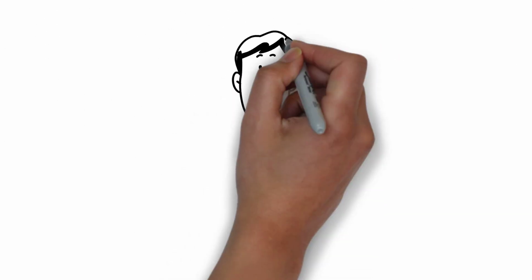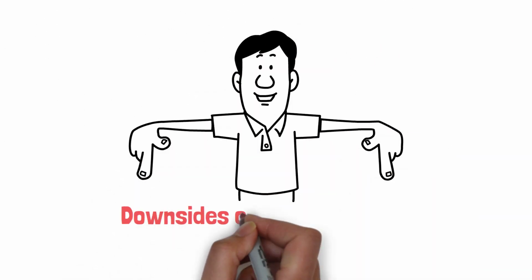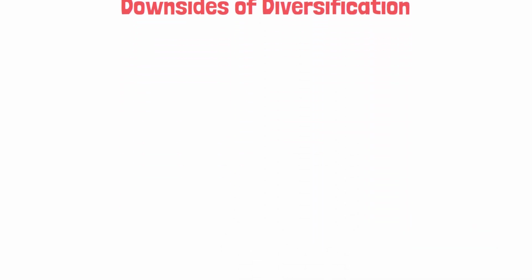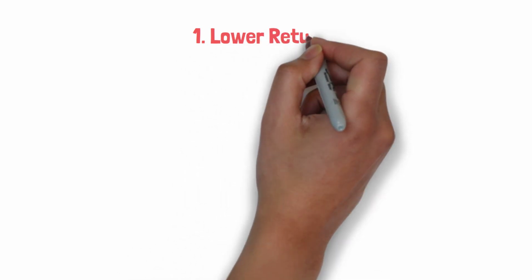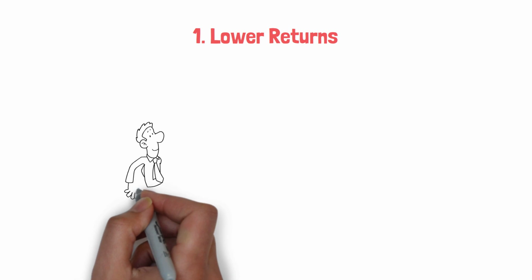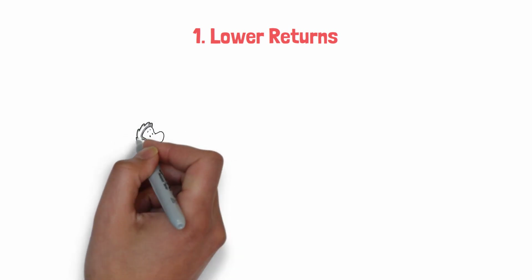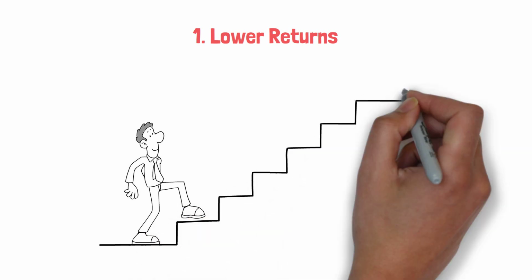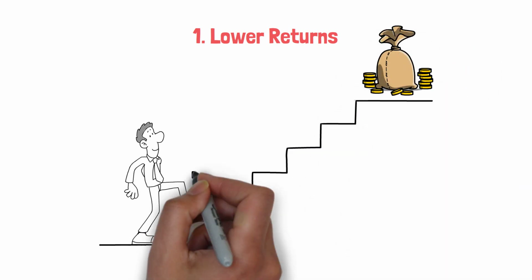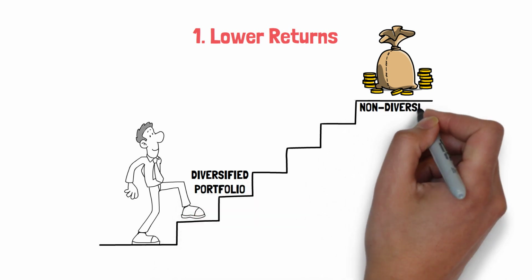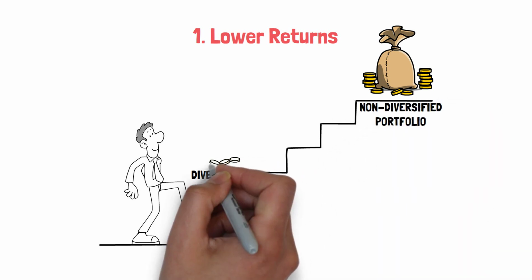Since we have discussed benefits of diversification, let's understand some of the downsides of diversification. Lower returns. One of the main drawbacks of diversification is that it can lower your overall returns. When you spread your money across different assets, you may miss out on the full potential gains of any one investment. For example, if you had invested all your money in Apple stock in 2002, your returns would have been significantly higher than if you had diversified your portfolio across multiple stocks.